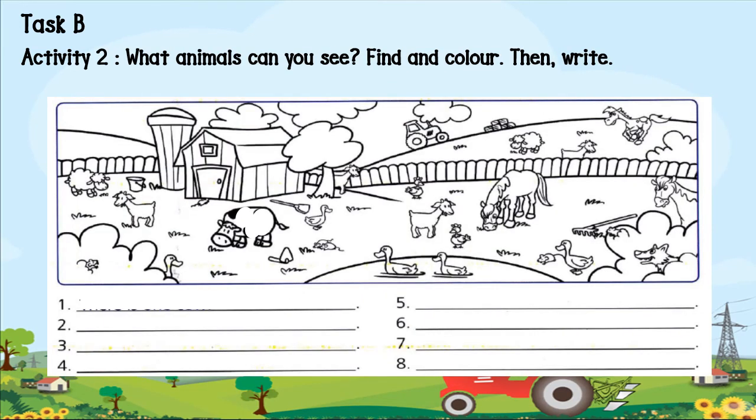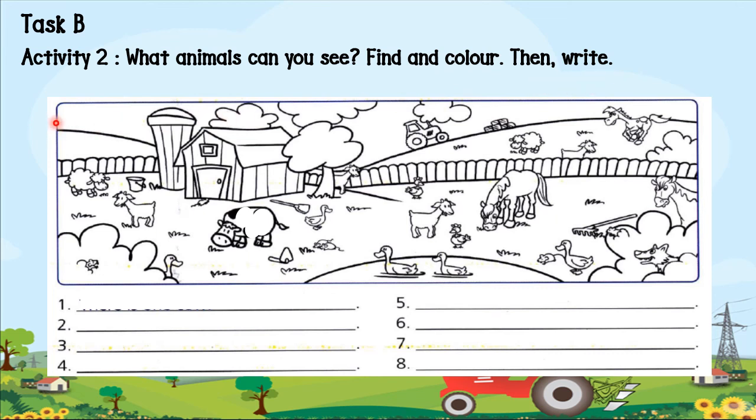Task B. Activity 2. What animals can you see? Find and color. Then write. In this task, there are 3 instructions. First, you need to identify what animals you can see. Then, once you find them, you need to color. Then, write.